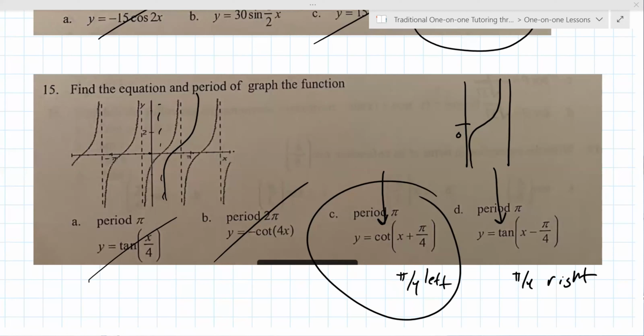16 is kind of the same. So let's move away from that and move to 17. We can always come back if we get done with everything.